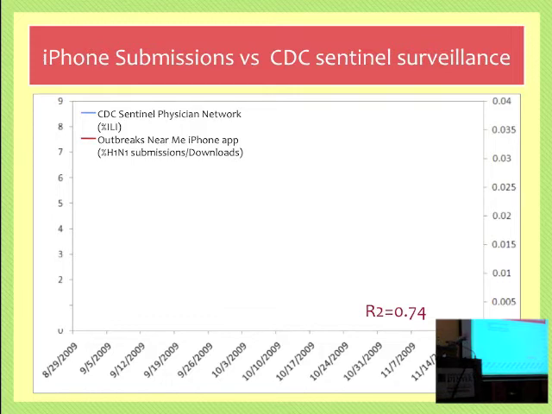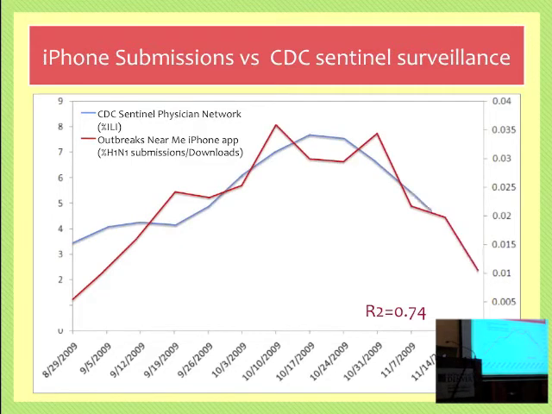And we compared that to the number of submissions that we got from Outbreaks Near Me that related to H1N1, normalized by the number of downloads. And what we saw is that for certain periods in the epidemic, we actually had a pretty close correlation between CDC's influenza-like illness and our reported events through Outbreaks Near Me. So we'd like to take this further.